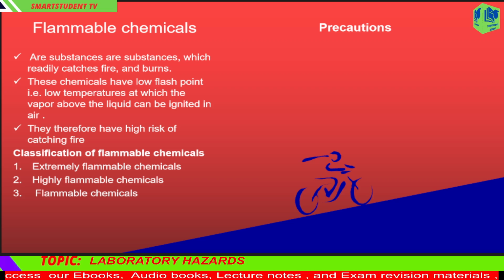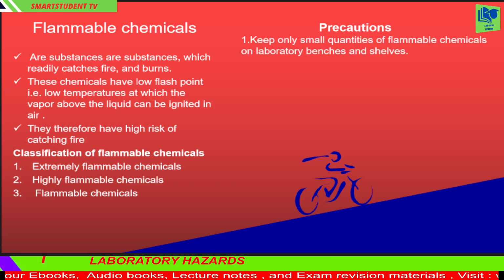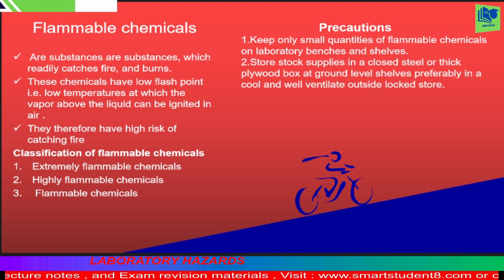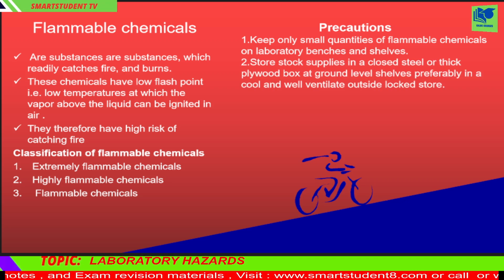Safety storage and use of flammable chemicals involves: 1. Keeping only small quantities of flammable chemicals on laboratory benches and shelves. 2. Store stock supplies, particularly those that are highly flammable, in a closed steel or thick plywood box at ground-level shelves, preferably in a cool and well-ventilated outside locked store.